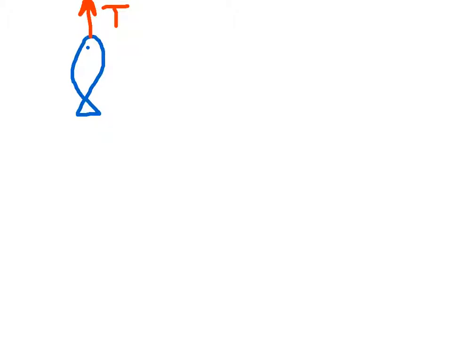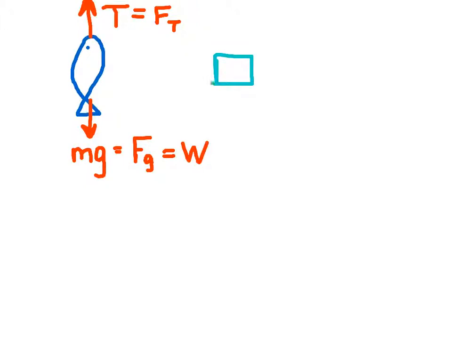You can abbreviate that with a capital T, or you could also write F sub T, whatever you want to do here. We also should recognize that on this free body diagram we have the weight of the fish. That can be written as mg, or you could write that as F sub G, or W. All these are equivalent ways of notating the weight of the fish. If I wanted to, I could have just sketched a separate free body diagram instead of that sketch. So the fish becomes a box.